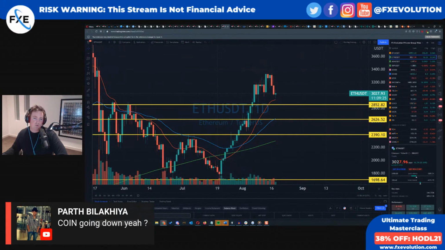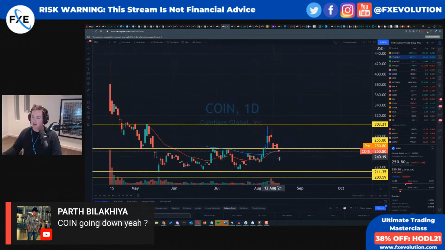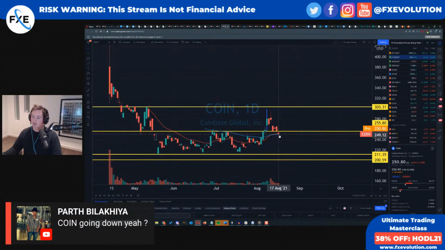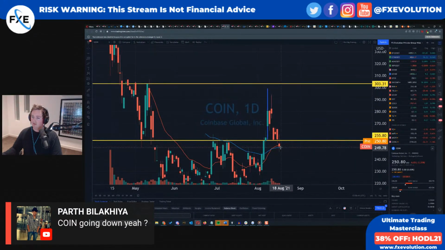Path says, is coin going down? Well, coin will go down with crypto and go up with crypto. So currently, long leg doji underneath. Bad close. This was the key zone. In fact, it hasn't had one green close since its initial rally after earnings.